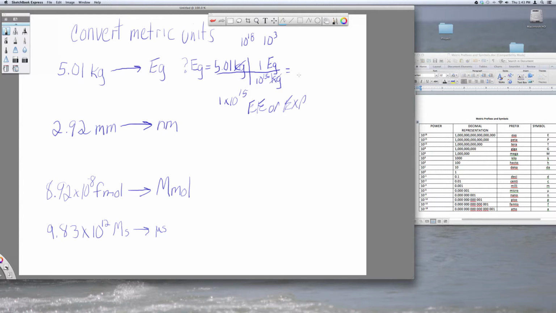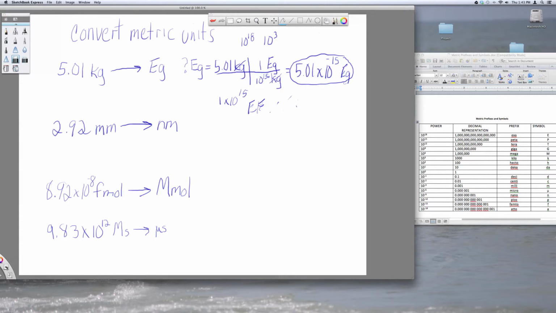When you do that, you end up with a 5.01 times 10 to the 15th. Now, of course, like I said, oh, it should be negative 15. You could have figured that out if you know your algebra. 1 over 10 to the 15th is the same as 10 to the negative 15th. And we don't want to forget our units, so we put our units, exagrams. And it's a good rule of thumb to circle your answer. And there you go. There's our answer for the first one.